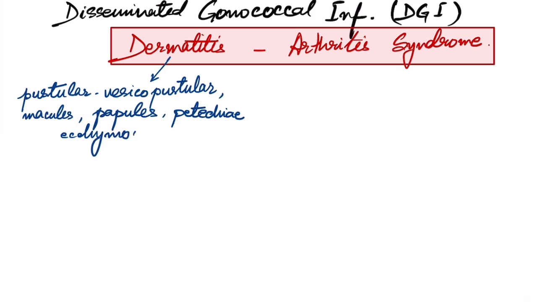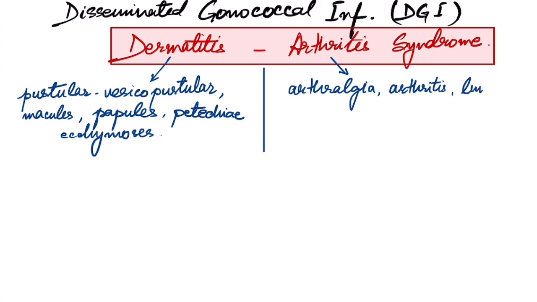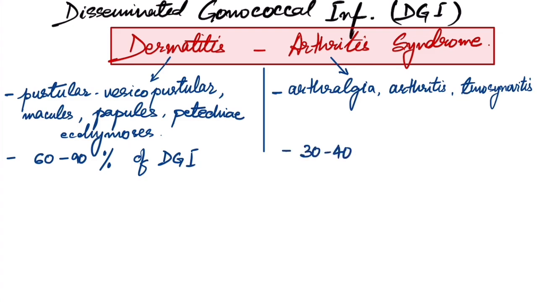While in arthritis, the most common presentation is joint pain, that is arthralgia. So there can be arthralgia, there can be arthritis and tenosynovitis. Now, in this syndrome, about 60 to 90% of DGI will have dermatitis, while only 30 to 40% will have the arthritis part.